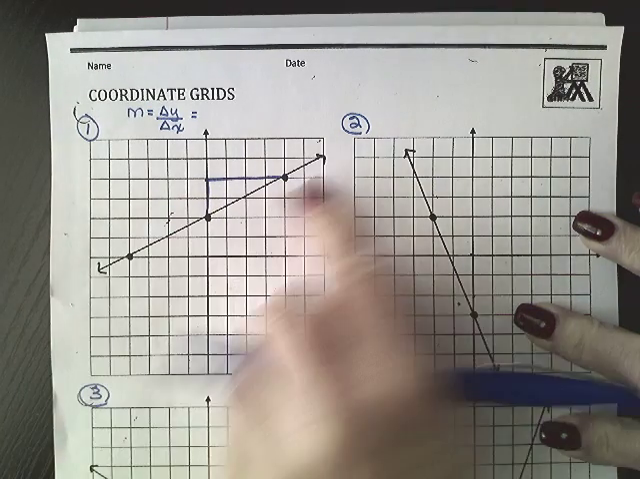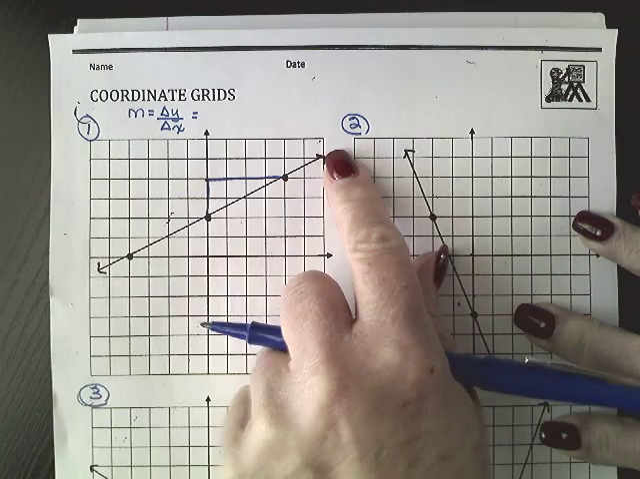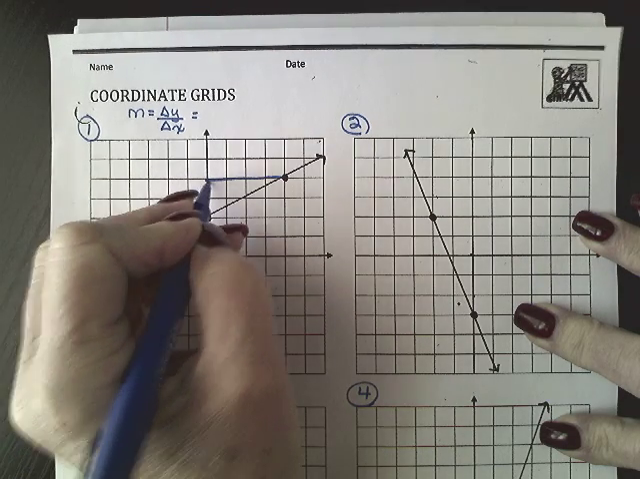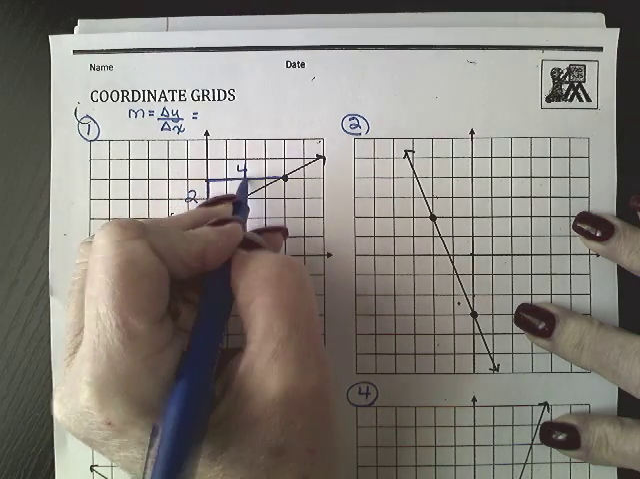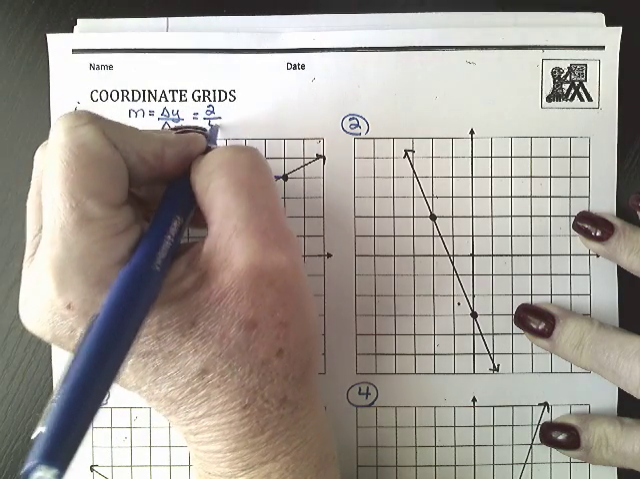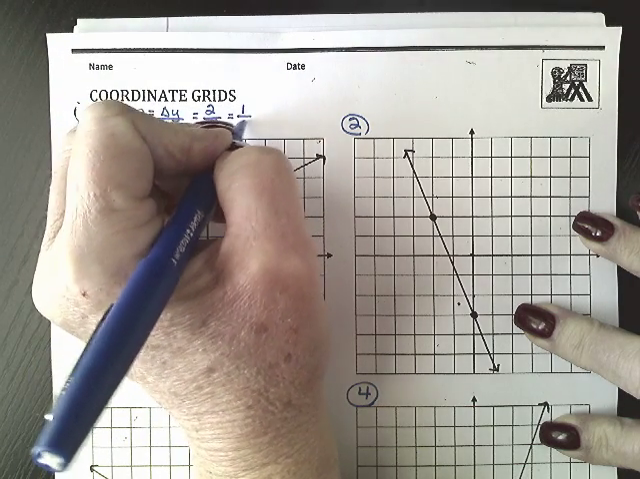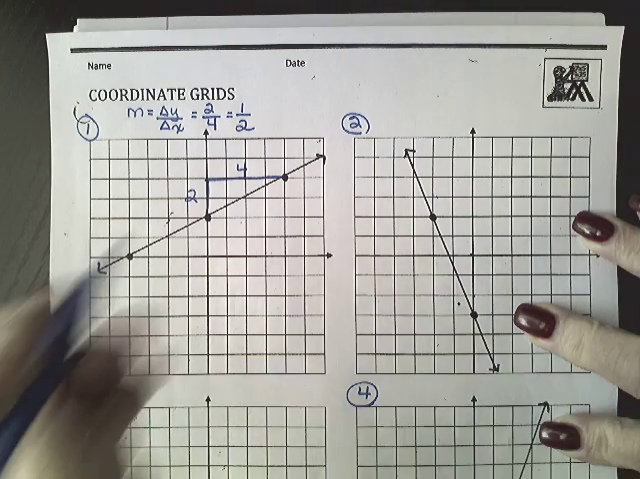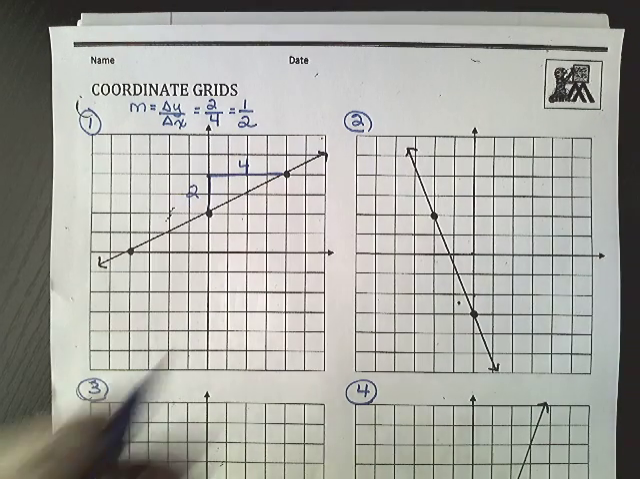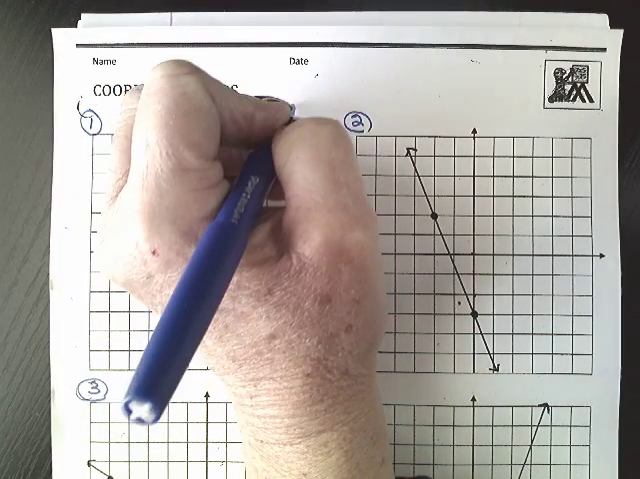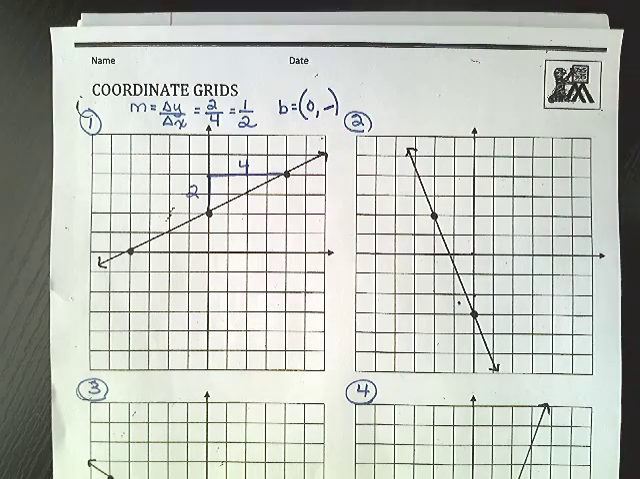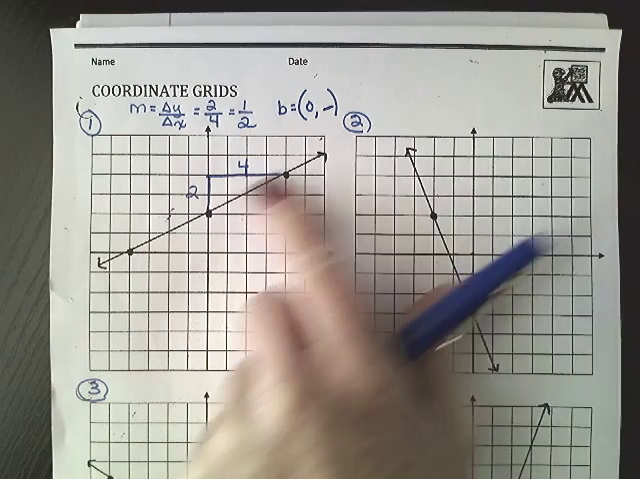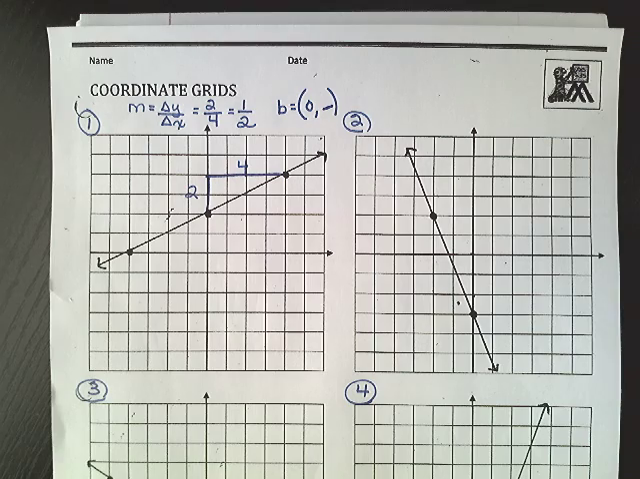All right? We know it's positive because it starts over here on the left and it's climbing. So I'm counting up 1, 2. Counting across for my run 1, 2, 3, 4. So therefore my slope is 2 over 4, which simplifies to 1 over 2. Now my y-intercept, my b, has to be represented with the ordered pair 0 and the number. Okay? Where does this diagonal line intersect the y-axis.